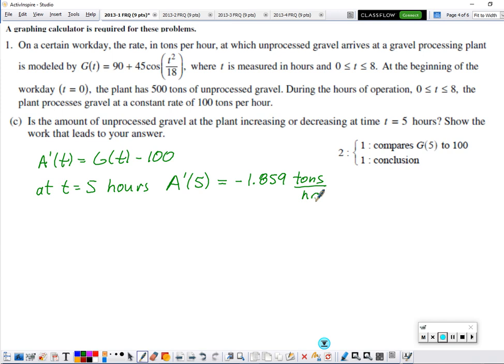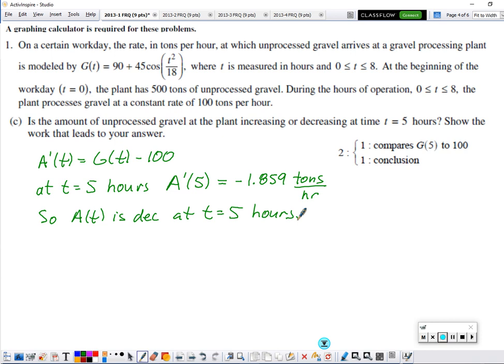So the gravel pile is going down by this rate. Is the amount of unprocessed gravel increasing or decreasing? Definitely decreasing. So A of t, which is the amount of gravel, is decreasing at t equal 5 hours. So I've shown the work, I've got a good explanation, I get 2 points.